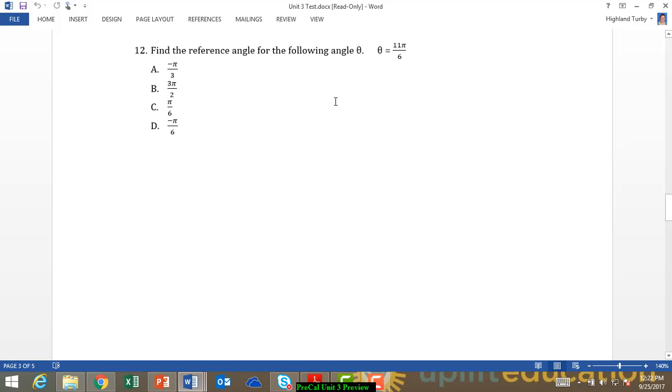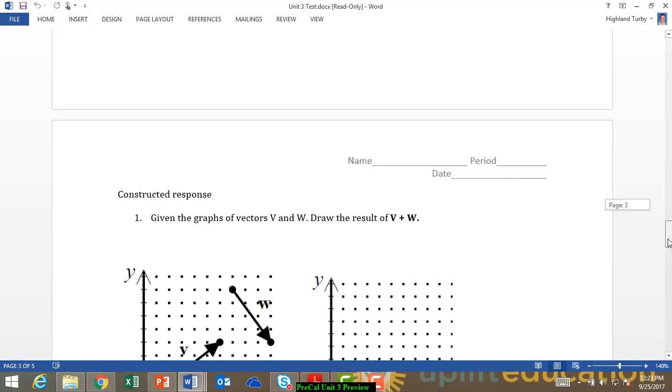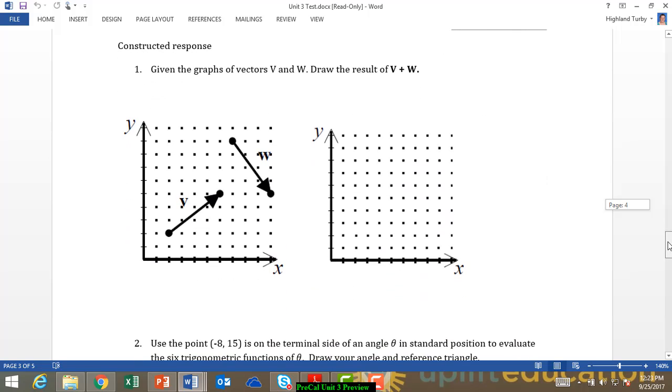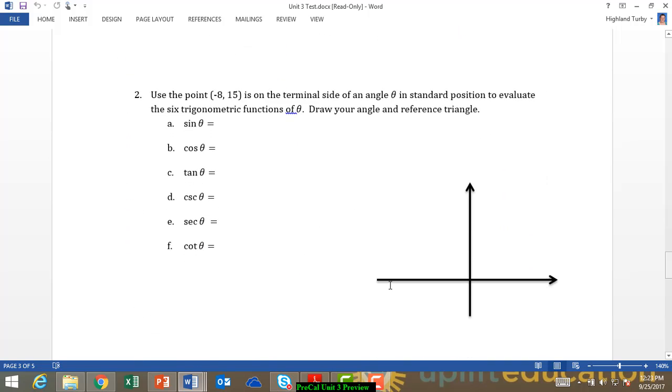Reference angles using the unit circle. There's a lot in this unit, but they're all tied together. They need to be able to draw 2 vectors together, and they also need to be able to use a point in order to find the terminal side of an angle and write their reference angles, reference triangles in order to find the ratio of their 6 trig functions.